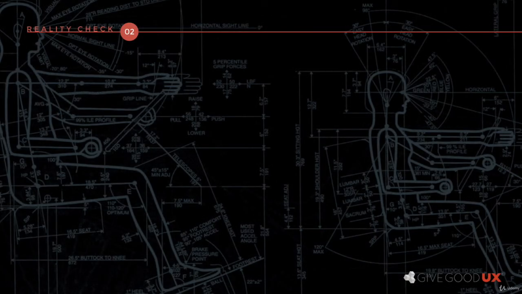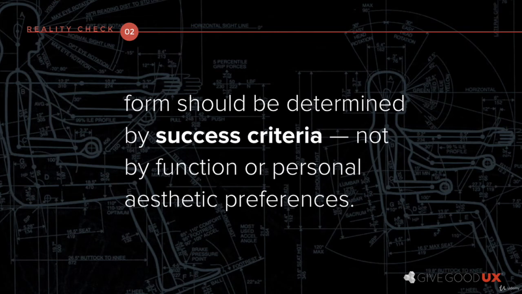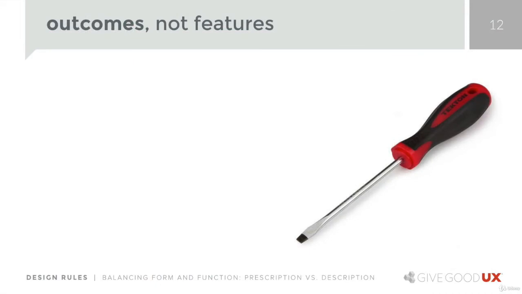So here's reality check number 2. Form should be determined by success criteria, not by function, not by personal aesthetic preferences. Okay? By what constitutes success? Why will people use this? Why does that matter to them? Why will the visual cues on the screen provide the guidance and information they need to take action? We're interested in outcomes, not features.